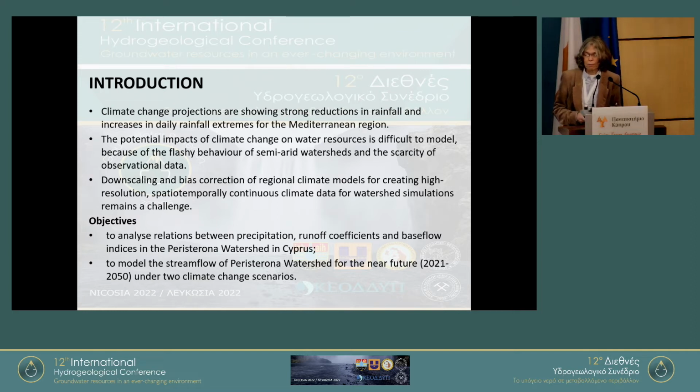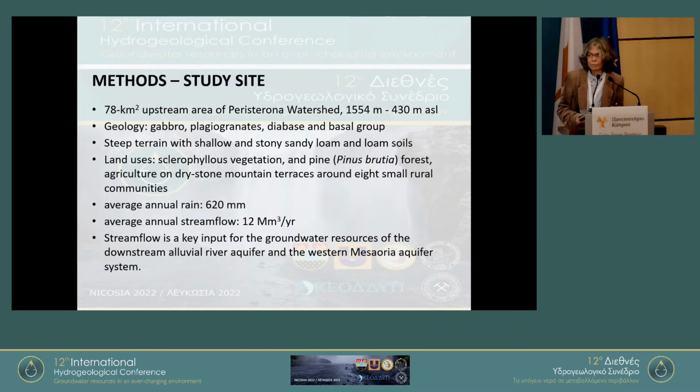The objective of the presentation here is to analyze relations between rainfall runoff coefficients and base flow indices in the Peristerona watershed in Cyprus, and to model the stream flow of the watershed for the near future, already happening, 2021 to 2050, under 2 different climate change scenarios.